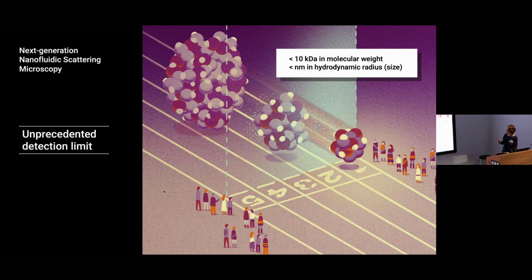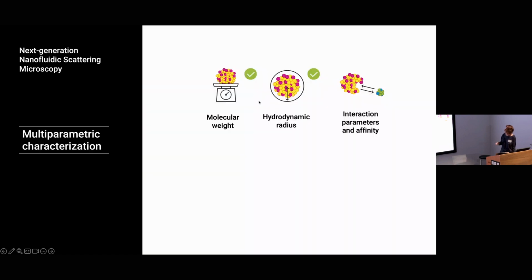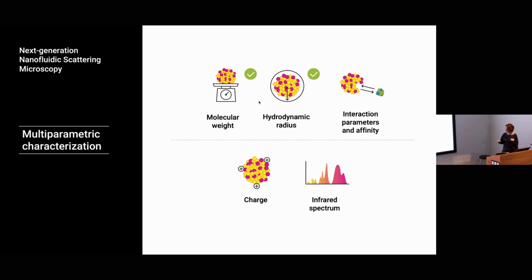But to be more specific, our goal is to make this nanofluidic scattering microscopy better, of course. We would like to achieve much better resolution. For instance, now we can see these middle-sized proteins and large proteins, but we don't see these little guys, but that's the goal. Also, we would like to add some more functionalities into the method. Right now, I talk about the mass and size spectrometry, the interaction parameters and affinity, but we would like to also put there the measurement of the charge on a single molecule level or a characteristic fingerprint.